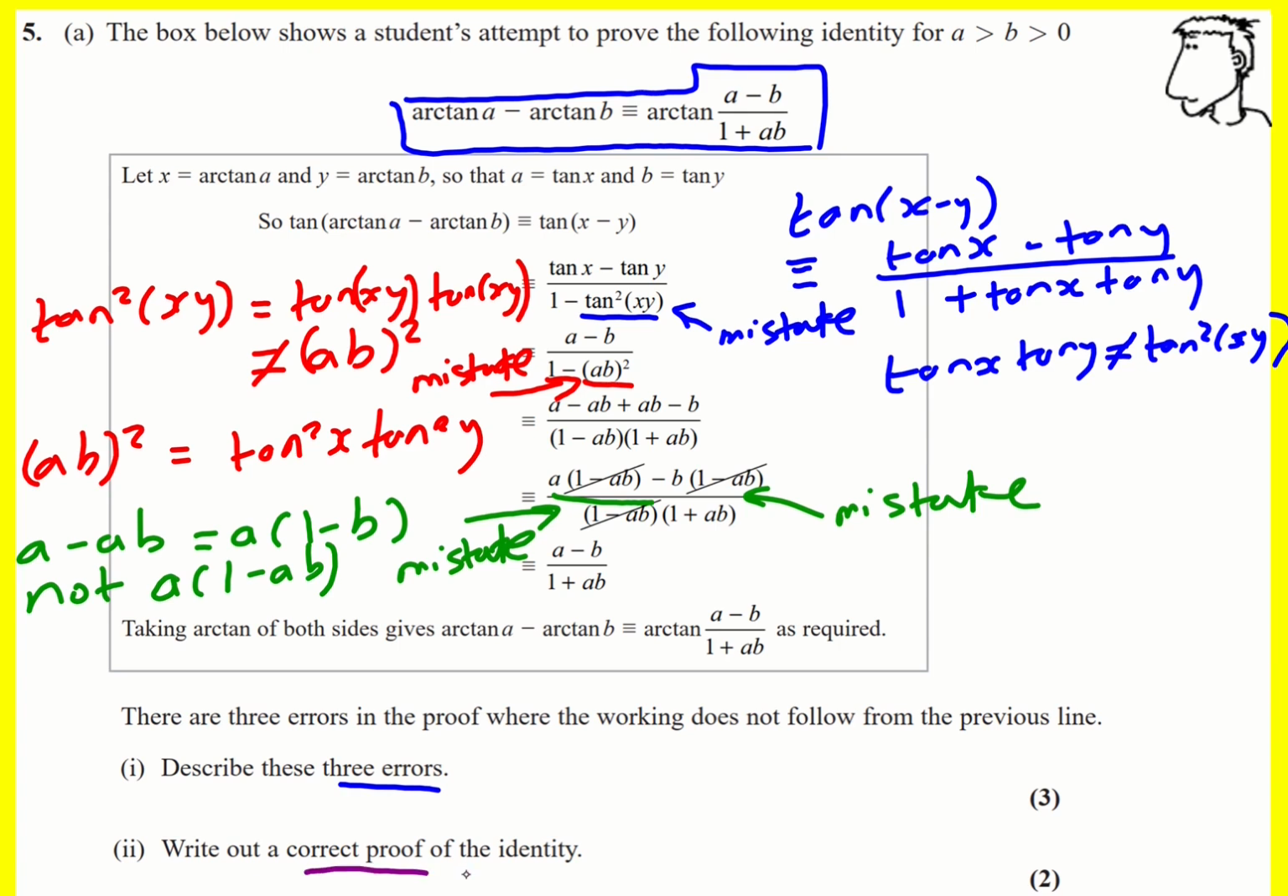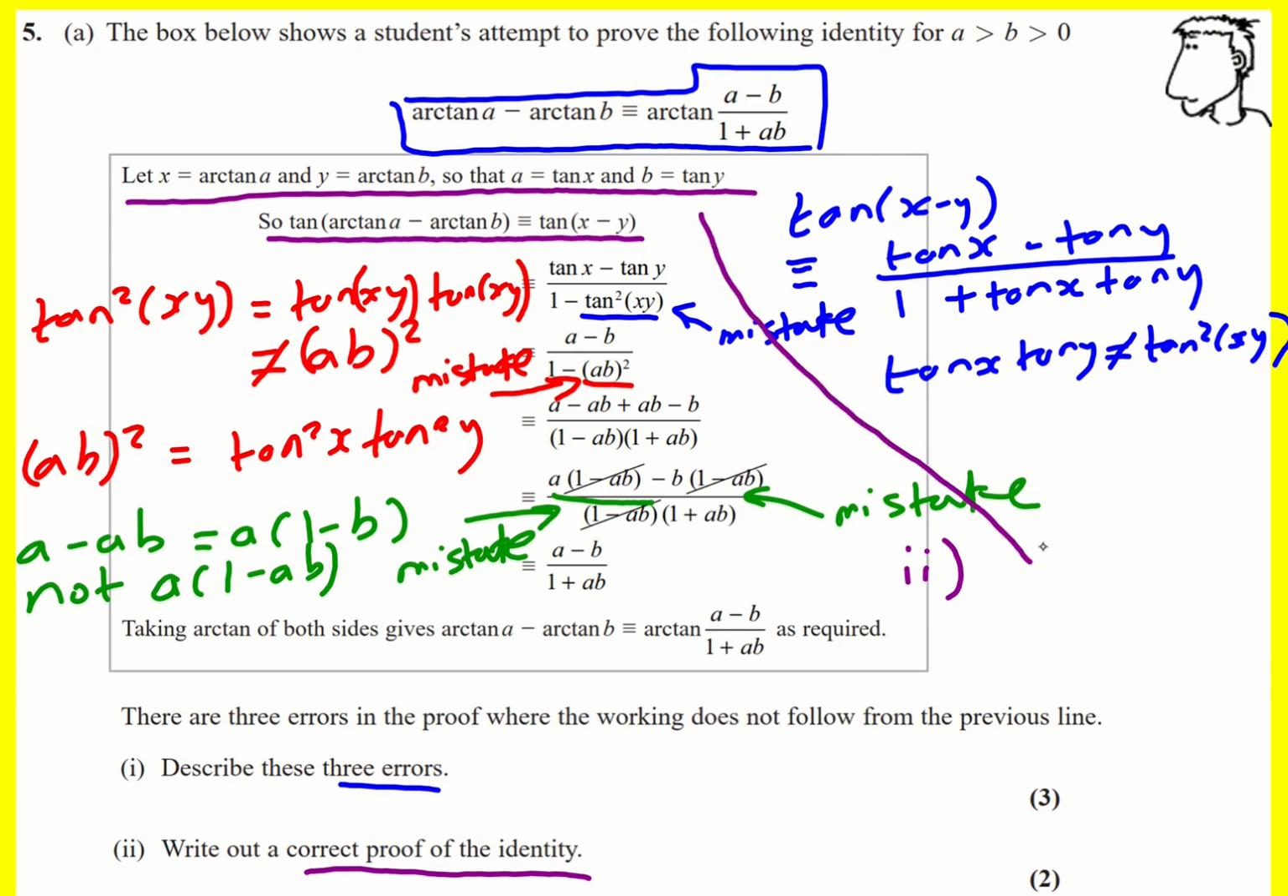We're asked now to write a correct proof of the identity. I haven't quite got space for it, but I'm going to start by doing exactly the same thing that the student did here. So imagine I've already written that.